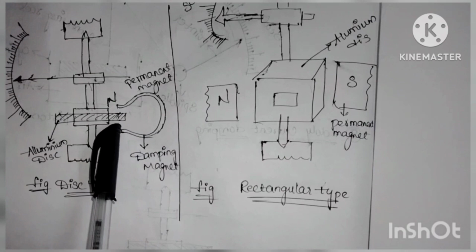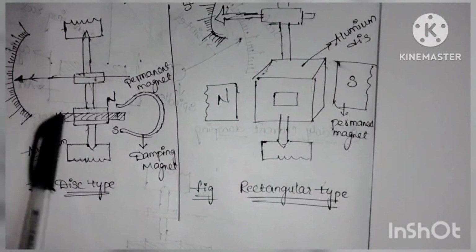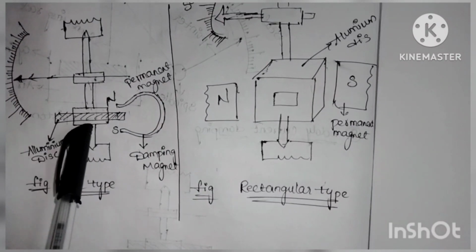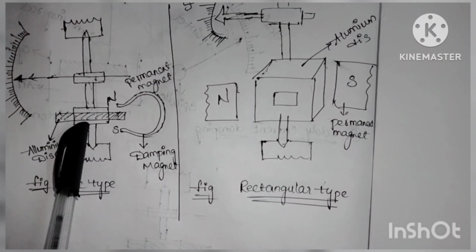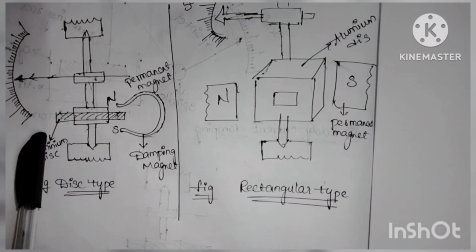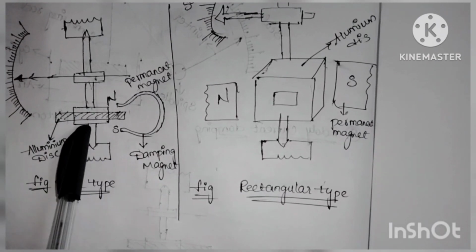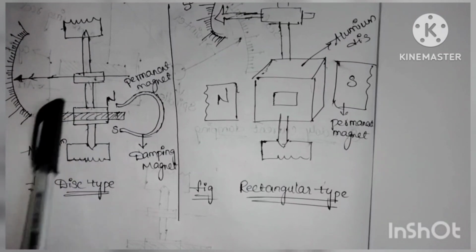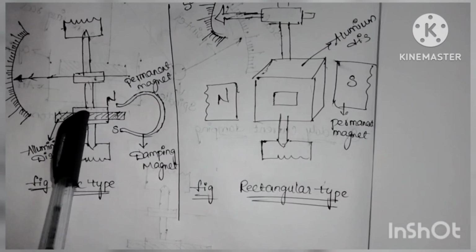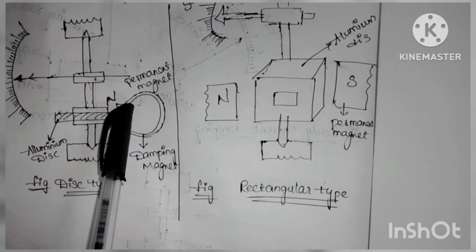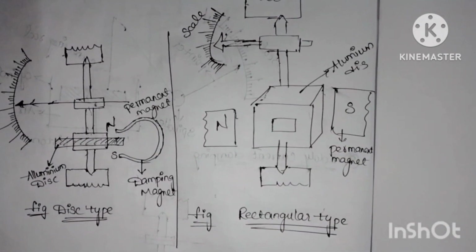When the disc oscillates, it cuts the magnetic flux produced by the damping magnet, and an electromotive force is produced in the circular disc by Faraday's law. Then eddy currents are produced in the disc. Since it has several closed paths, eddy currents are produced. By Lenz's law, the current carrying disc produces a force opposing the oscillating force.